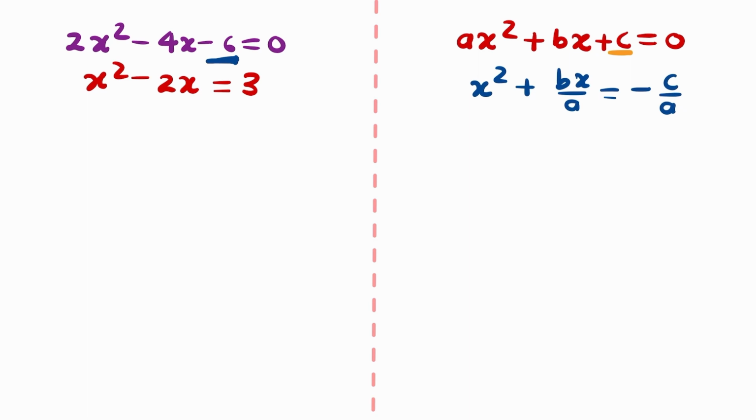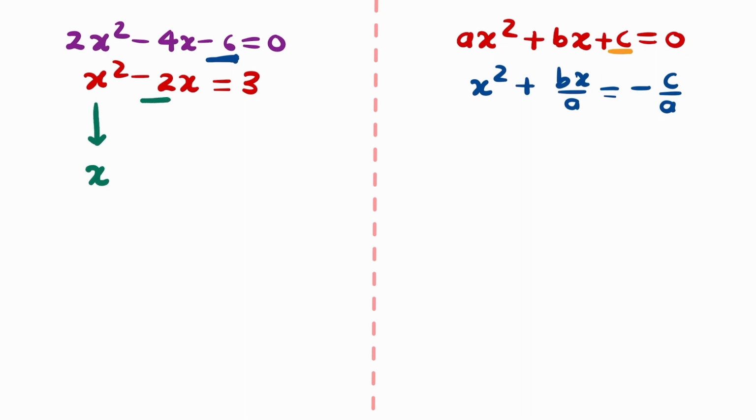Now we will be applying the completing the square method to both of these equations. In order to apply the completing the square method, we have to take x out of x squared like this, and then half of the coefficient of x. What is the coefficient of x here? The coefficient of x is minus 2. We should take half of minus 2, which means we have to divide it by 2. What is minus 2 divided by 2? It is minus 1. Now we should add a pair of brackets like this.